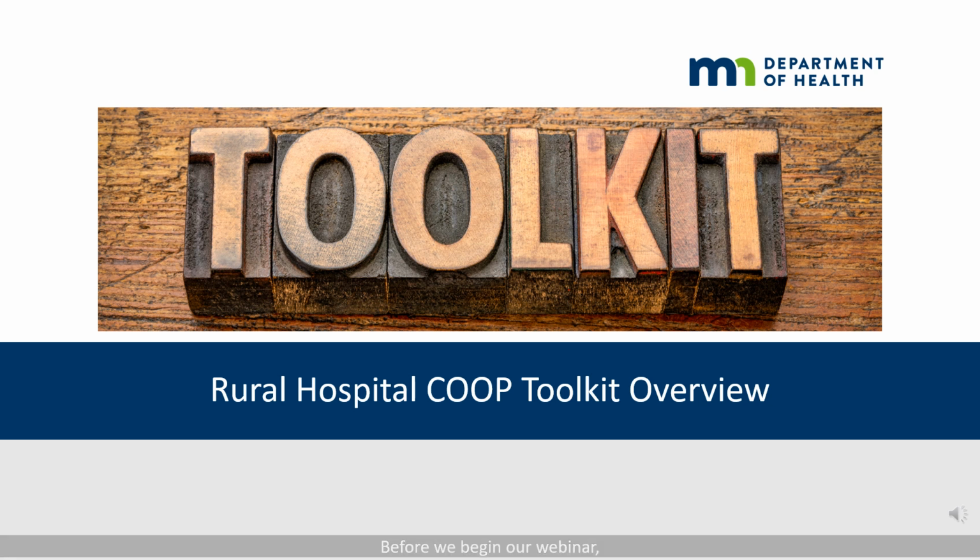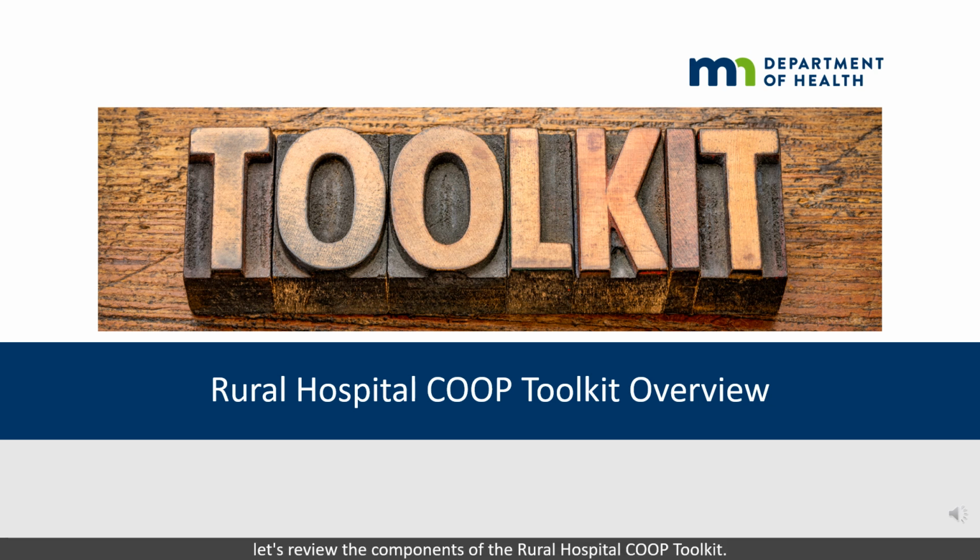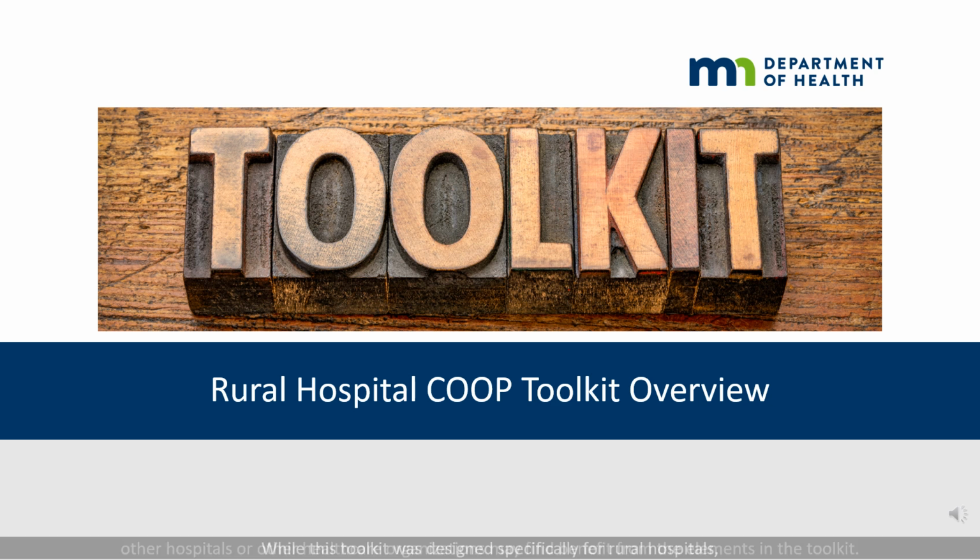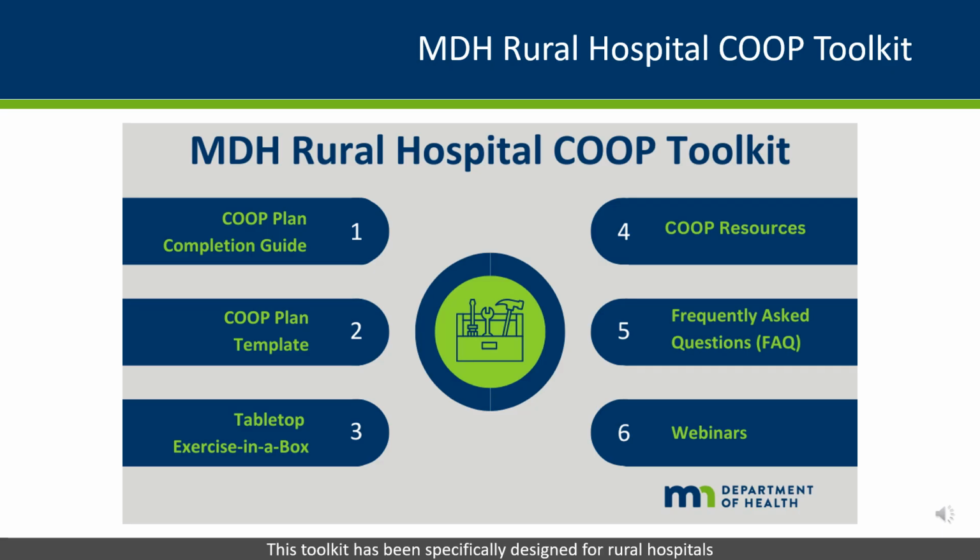Before we begin our webinar, let's review the components of the Rural Hospital COOP Toolkit. While this toolkit was designed specifically for rural hospitals, other hospitals or other healthcare organizations may find benefit from the elements in the toolkit. This toolkit includes 6 components, which you see listed on the graphic on the screen. The first component is a COOP plan completion guide, and the second component is a COOP plan template. These are designed to work together to help hospitals customize their COOP plan.